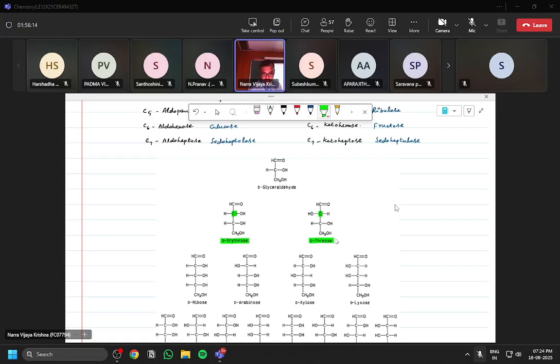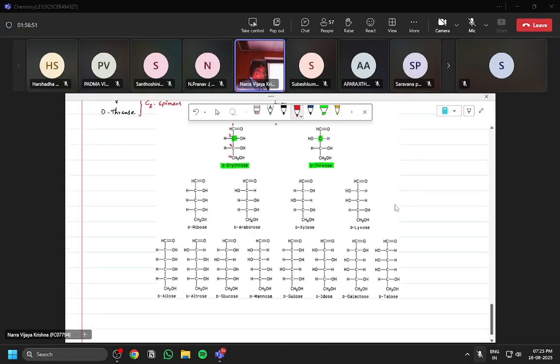They have a difference in configuration at the second carbon. So this is the first carbon, this is second, third, fourth. Correct or not? So I am writing that point. D-erythrose and D-threose. These two are C2 epimers. Any questions in it? No questions? Now coming to this.